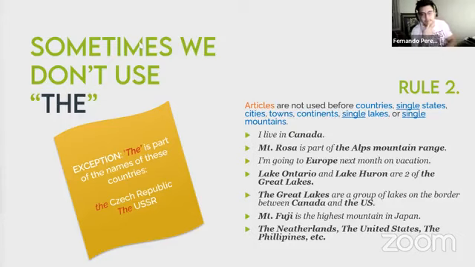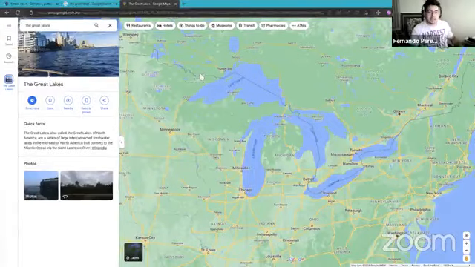Let's read the exception. Okay? Brian, please help me with the exception. Exception. That is part of the names of these countries. The Czech Republic and the USSR. Just pronunciation.